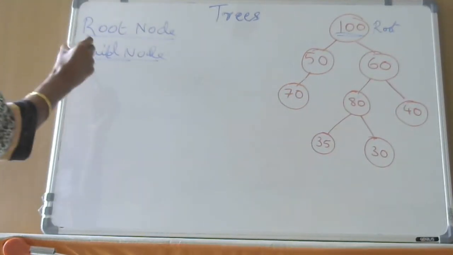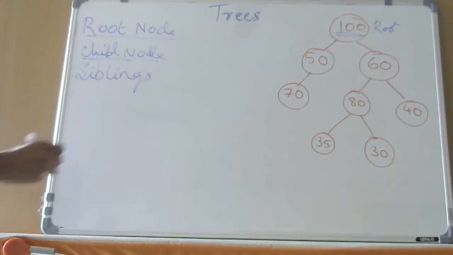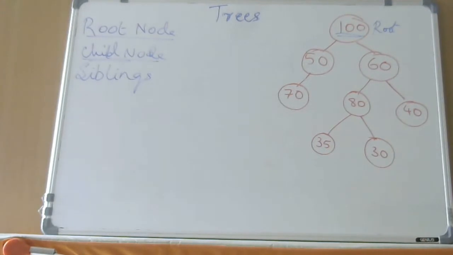The next terminology is siblings. Generally, in the English meaning of the word, siblings means brothers and sisters, or whoever are born along with us. So they are called siblings, correct?